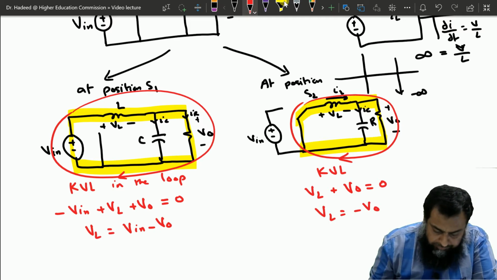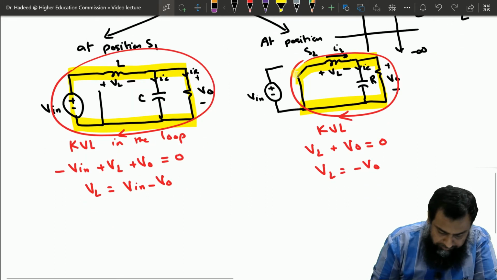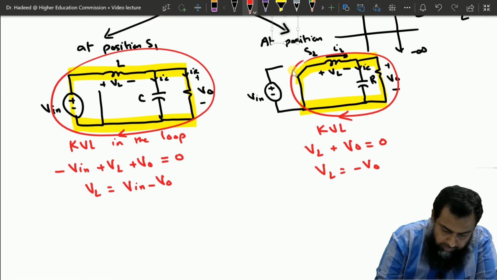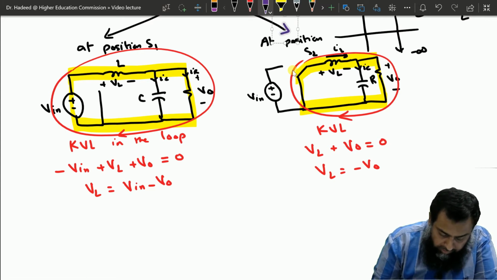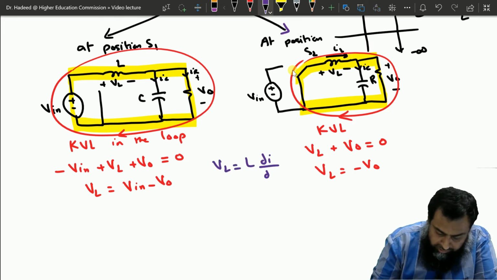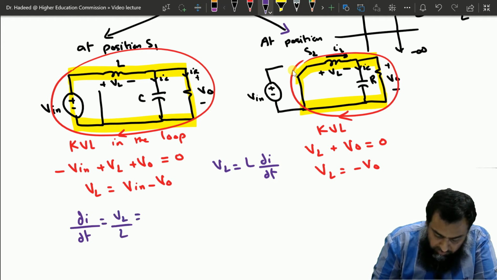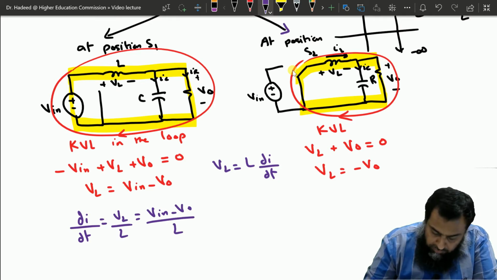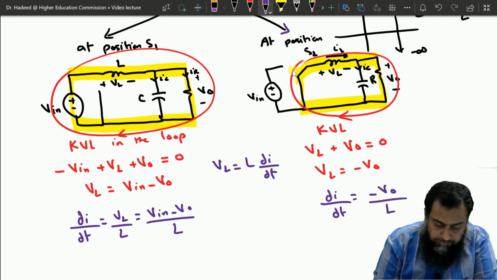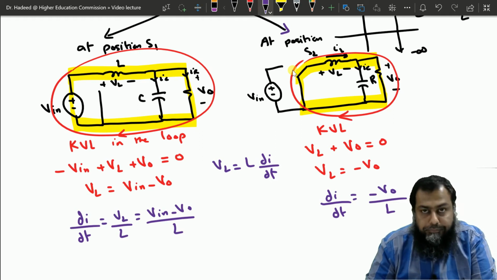The second thing here is that because we know the voltage across the inductor, now we can go for the characteristics of the inductor voltage, that is by using VL is equal to L di over dt. I can verify that the slope of the current di over dt as a result of this applied voltage VL is equal to Vin minus V naught over L for switch position number 1, and di over dt is equal to minus V naught over L for switch at position number 2 or at S2.